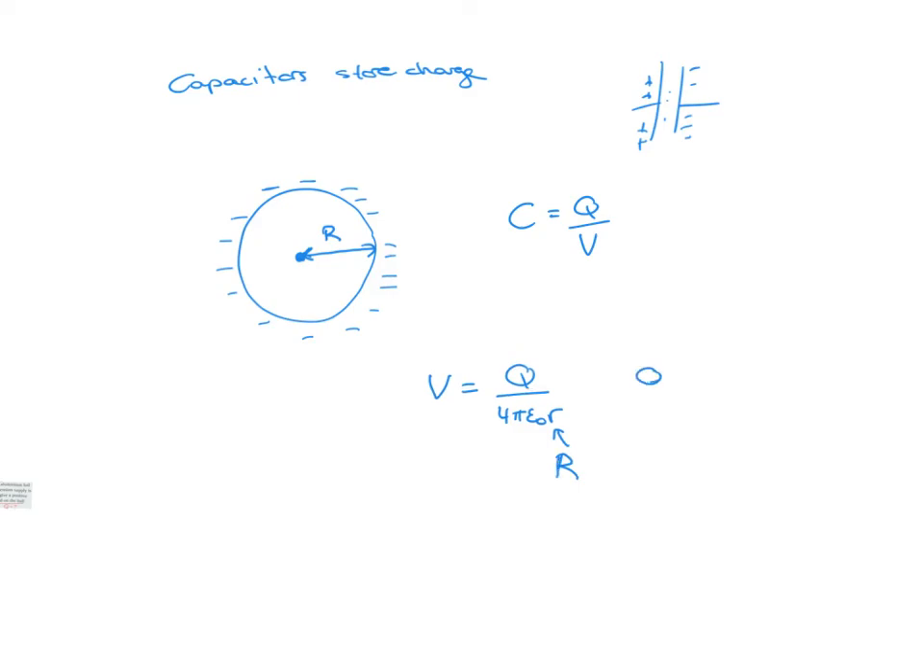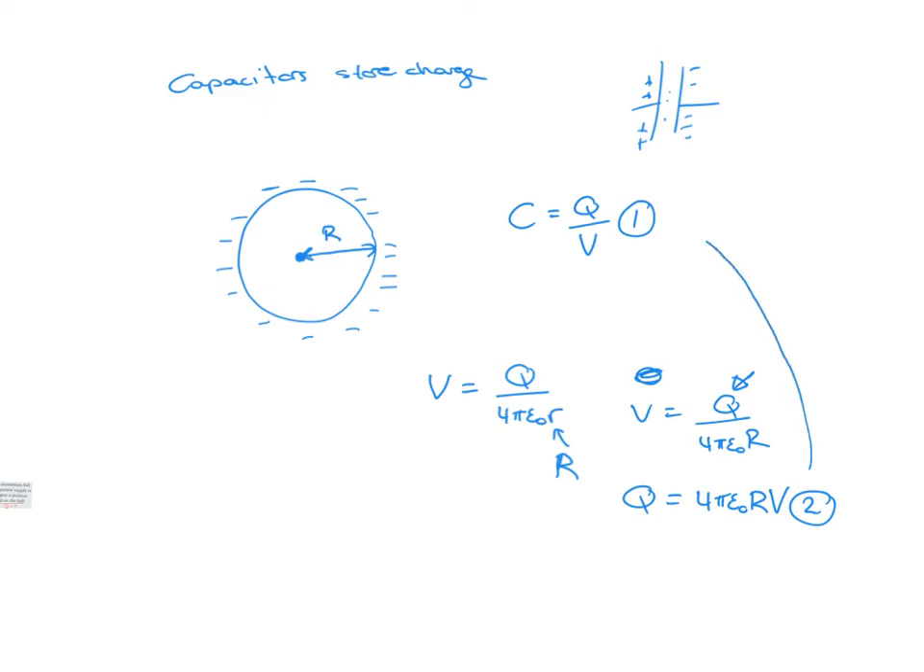Let me rewrite the expression, Q over 4 pi epsilon naught R. Now I can rearrange this for Q, since I can calculate how much charge it has stored on it. So it'll be 4 pi epsilon naught R times the electric potential. So I have equation 1 and equation 2. I can substitute equation 2 into 1, where Q is. So that will be C is equal to 4 pi epsilon naught RV over the potential. We cancel the potential.